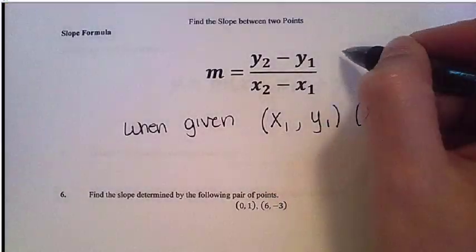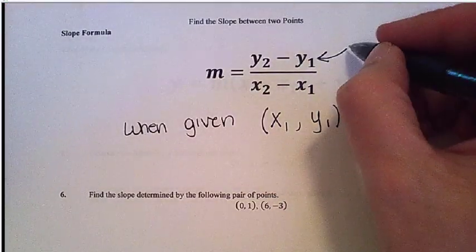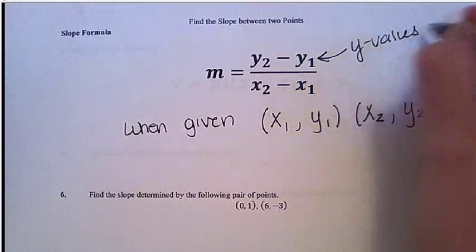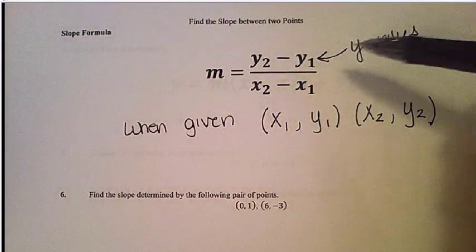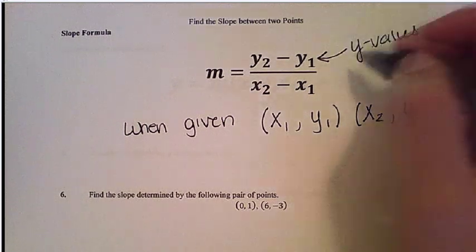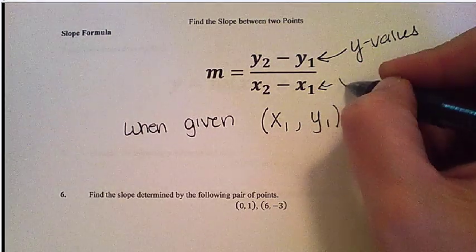Notice that the top of your slope is always your y values. That's because your y values are the ones that move up and down, so the top of your slope is always going to be those y values. And then the bottom of your slope is your x values.